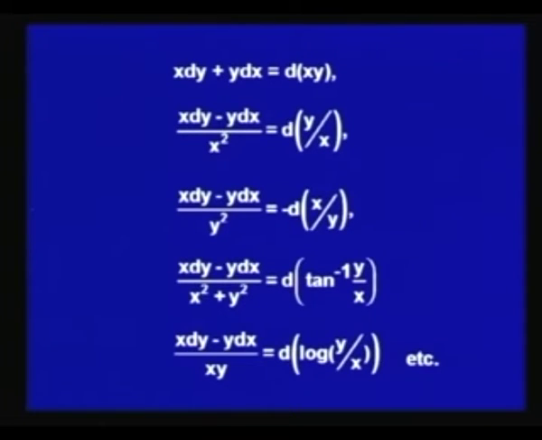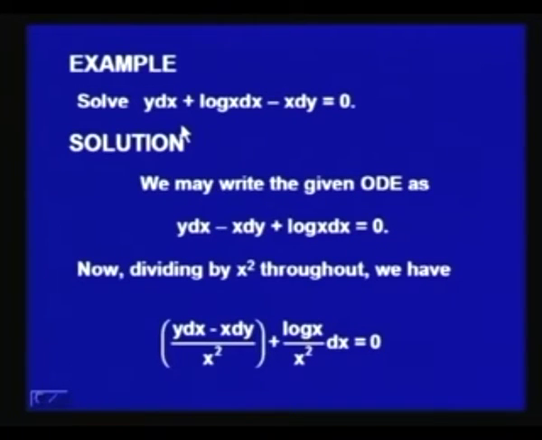x dy plus y dx is differential of xy, (x dy minus y dx) over x square is the differential of y over x, and (x dy minus y dx) over y square is equal to minus d of x over y. (x dy minus y dx) over (x square plus y square) is the differential of tan inverse y over x, and (x dy minus y dx) over xy is the differential of log y over x, and so on. Now let us consider the differential equation y dx plus log x dx minus x dy equal to 0.